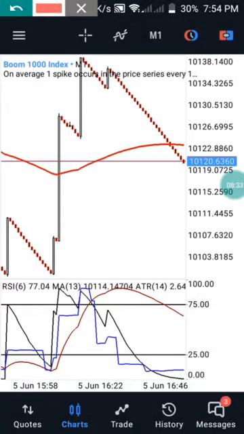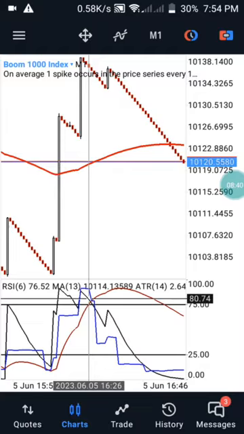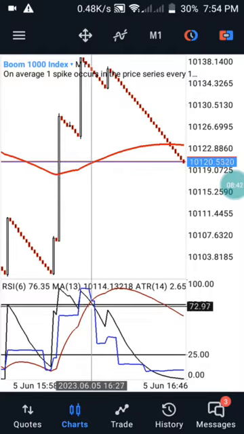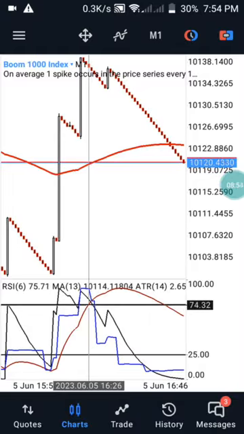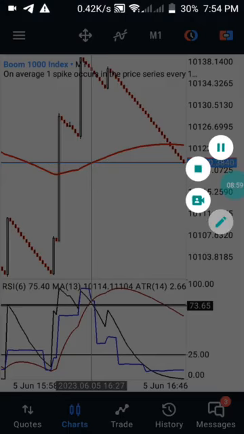Anytime we have our blue 9, our black 9 and the red 9 crossing above each other, you see that they are crossing above each other on our 75 level. The two of them are going to go above the 75 level, and they are going to be crossing each other above the 75 level or on the 75 level. This is the right time for you to enter your trade.